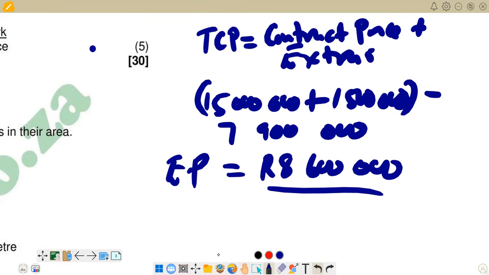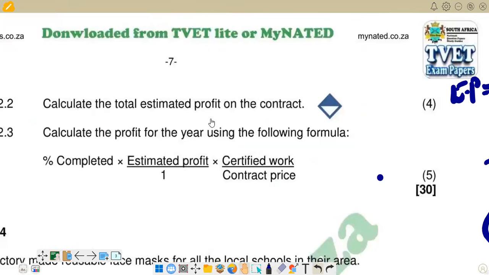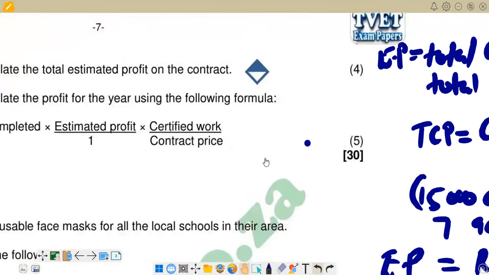So we look at the last question that we have there, on question 3. The last question is saying calculate the profit for the year using the formula, and the formula is percentage completed over estimated profit. Remember, these figures we already have. The percentage completed, we calculated as 66%. Estimated profit is the one that we've just calculated. Then you also multiply by certified work over contract price, and for contract price, we added the figure for extras.